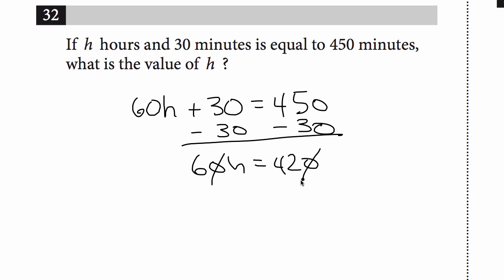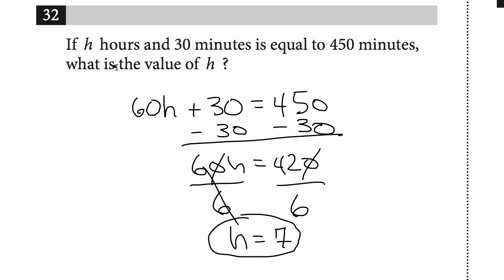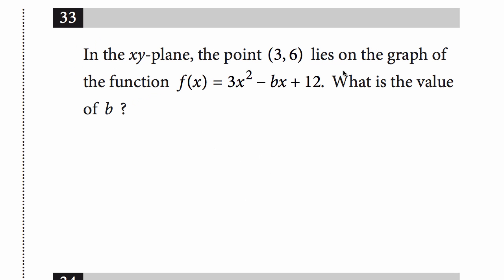I'm gonna minus 30, I'm gonna minus 30, I get 60h equals 420. I'll take off the zeros on both sides. I'll divide by 6, divide by 6. And that gives you h equals 7. That's it. The key thing is just if it's in hours, you got to multiply by 60 to make it minutes. That's it. All right, number 33.